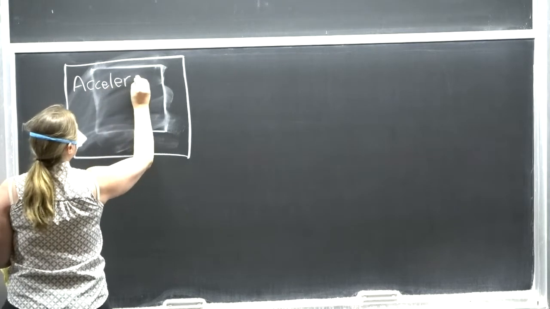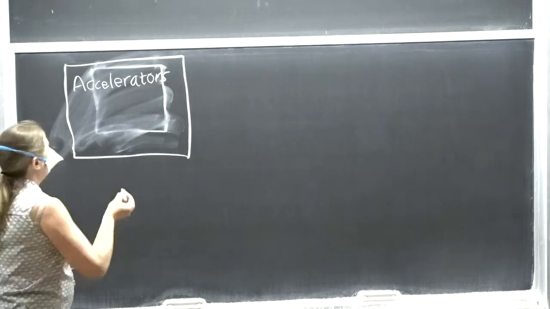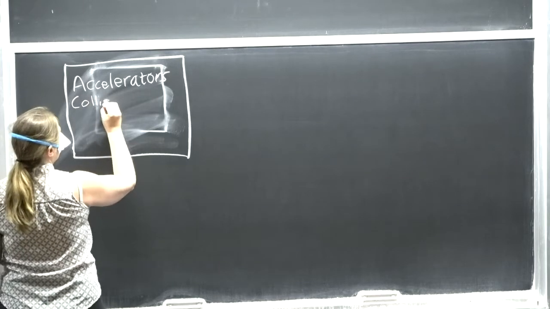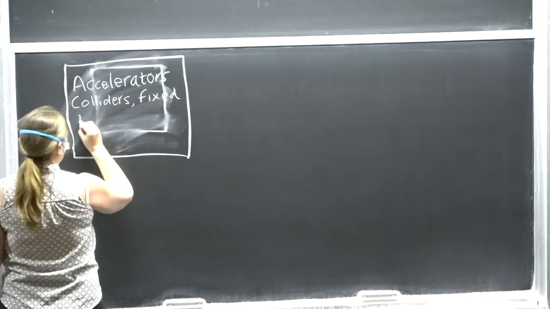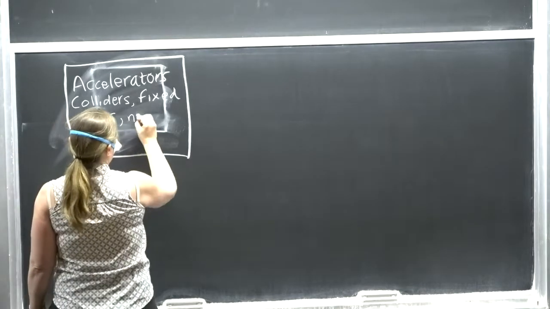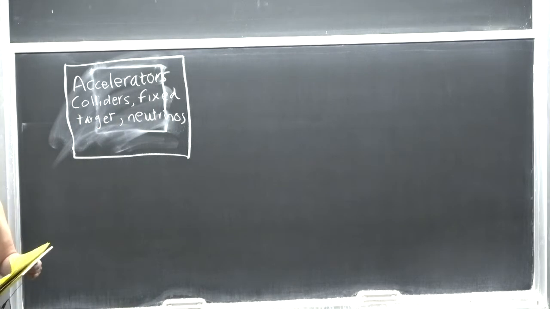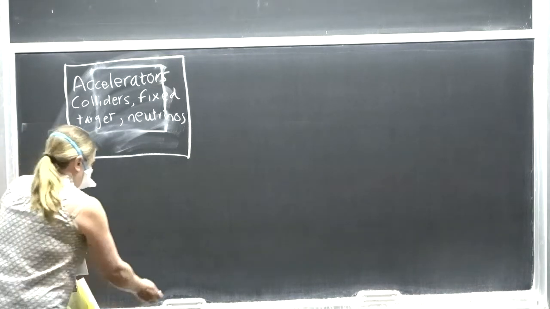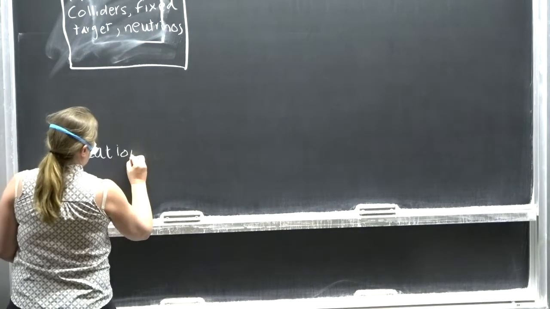We're going to start by talking about accelerators. And there are many different types of accelerators you can think about. You can think about colliders. You can think about fixed target. You can also think about neutrinos. And the reason that I mention this is this is one of the two ways that you can think about creating the physics process that you're interested in. So overall, that's what we're interested in: creation of the physical process.